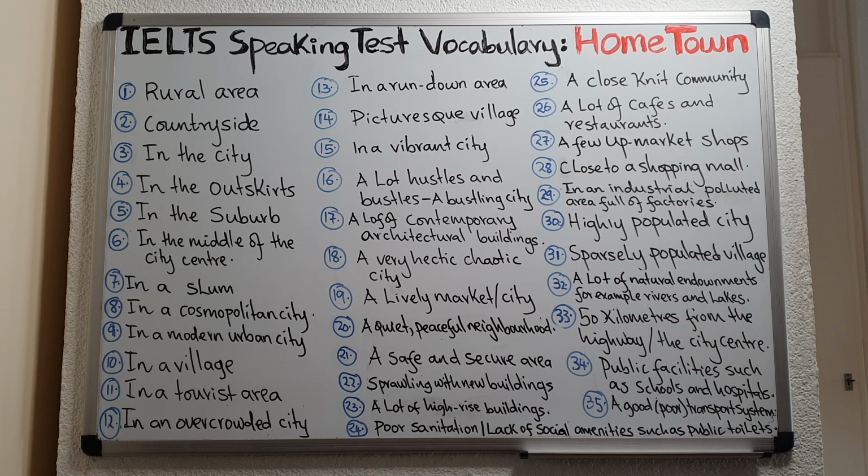Okay? Now, this brings me to the last section of the lesson, where I'm going to pronounce for you the words so that you know how to pronounce them during your IELTS speaking test. Number 1, rural area. Number 2, countryside. Number 3, in the city. Number 4, in the outskirts. Number 5, in the suburb. Number 6, in the middle of the city center.